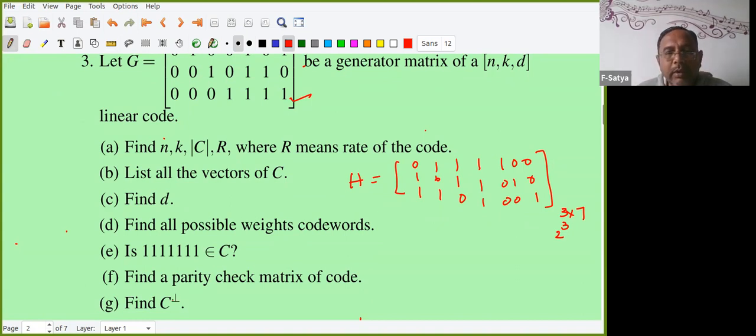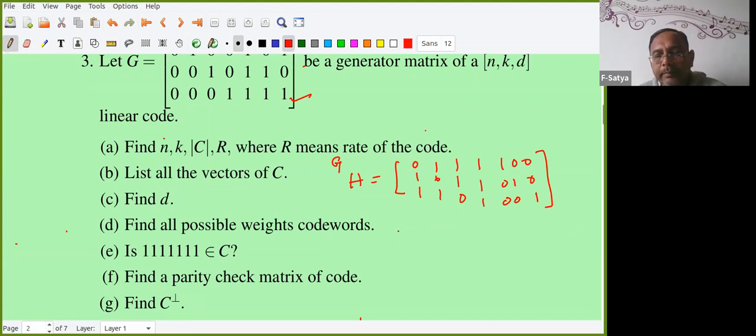Now for this code, C-perp, this becomes the parity generator matrix. Now this becomes G for this. This is H for that. Now this becomes the parity check matrix for C-perp. G becomes H for this C-perp. Roles change, okay? Okay, how to find all the code words now in C-perp?